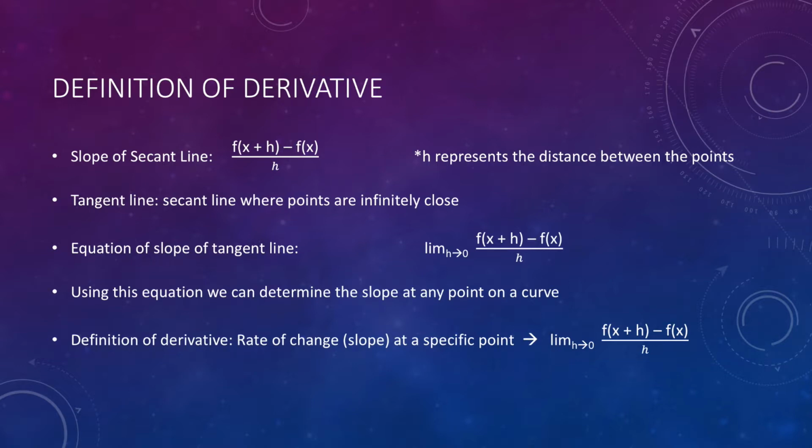And that's actually what the definition of a derivative is, as I said in the beginning. It's the rate of change at a specific point. It's the slope at a specific point. I basically just said what it is in layman's terms. It's the slope of a curve at a specific point.